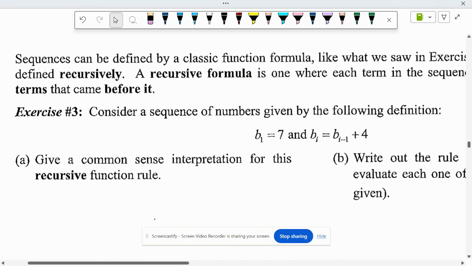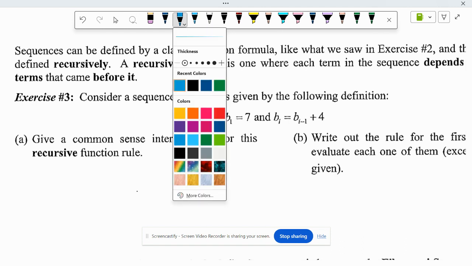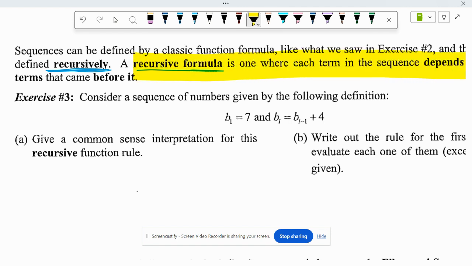So sequences can be defined by a classic function formula, like we just did in exercise 2. And they can also be defined recursively. A recursive formula is one where each term in the sequence depends on the term that came before it.